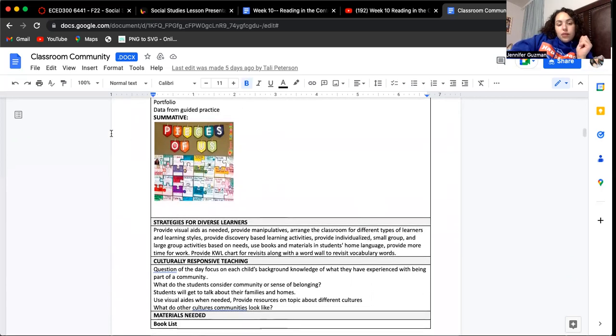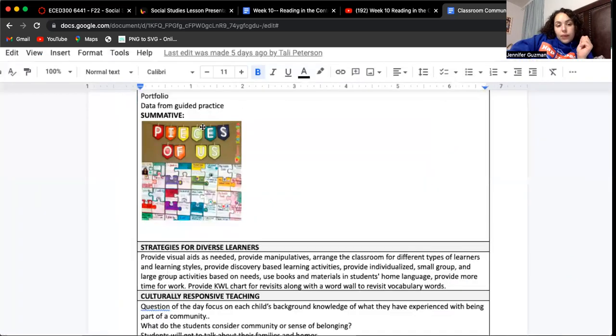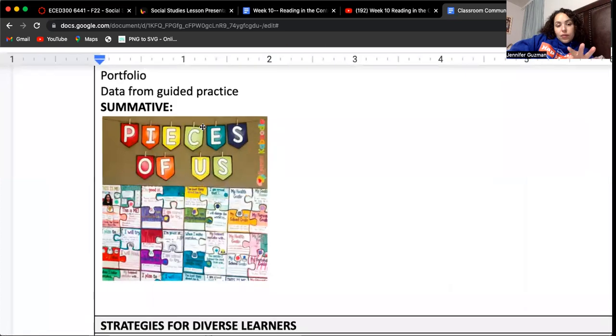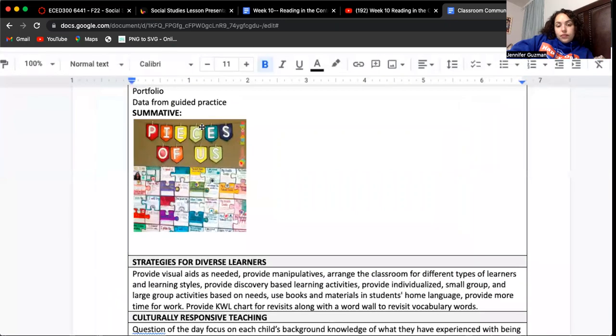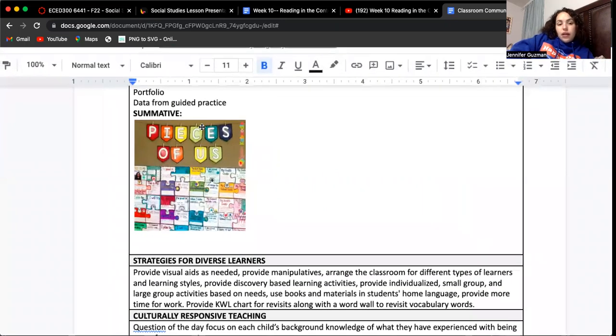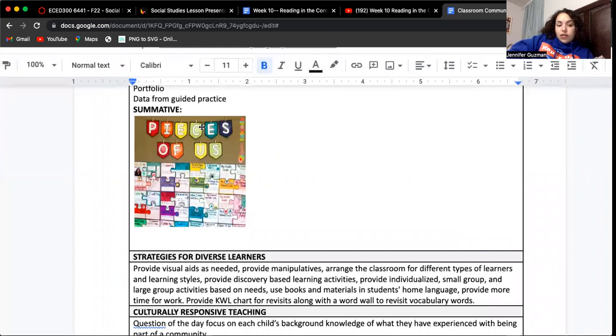Some summative could be like we make this wall in the classroom that has pieces of each child, so each child can share, and we can help them create like their own puzzle, and it becomes pieces of us.